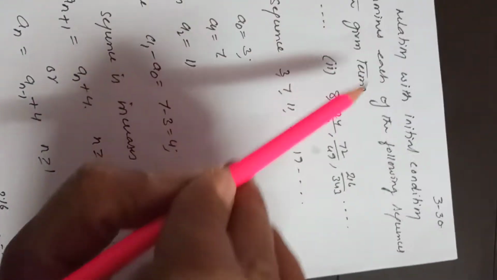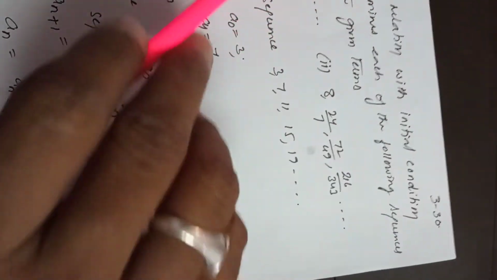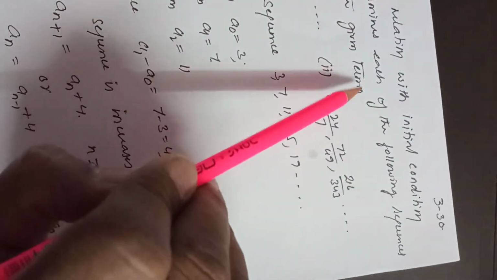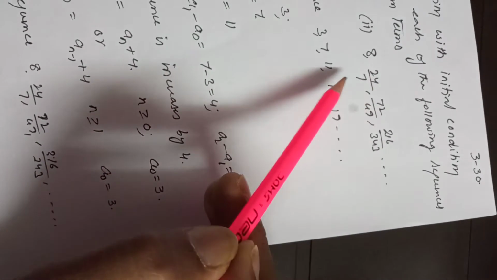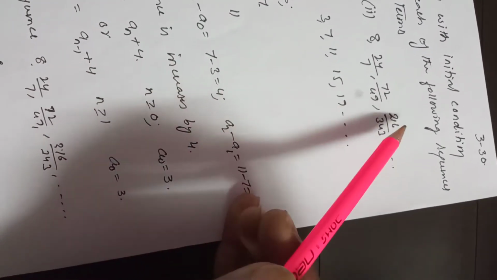Next, find a recurrence relation with initial condition that uniquely determines each of the following sequences that begin with the given terms. Number 1: 3, 7, 11, 15, 19 and so on. The second one is 8, 24/7, 72/49, 216/343 and so on.